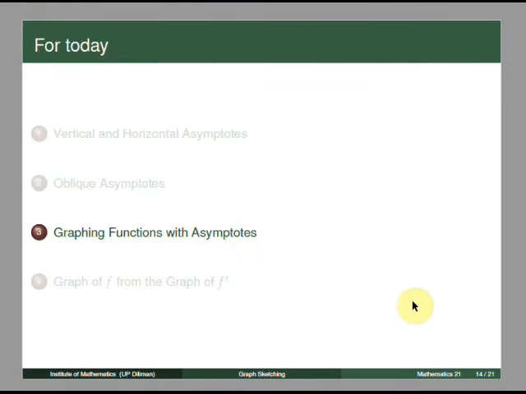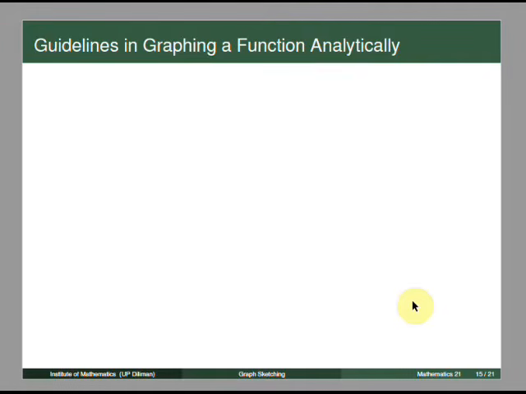Welcome back, everyone. In this part of the lecture, we're now ready to graph functions with asymptotes. Here we're going to combine our knowledge of asymptotes, relative extrema, concavity, and the table of signs of the first and the second derivative. Let's start with the guidelines in graphing. These guidelines are similar to the guidelines we use in graphing polynomial functions, but with the additions of asymptotes.